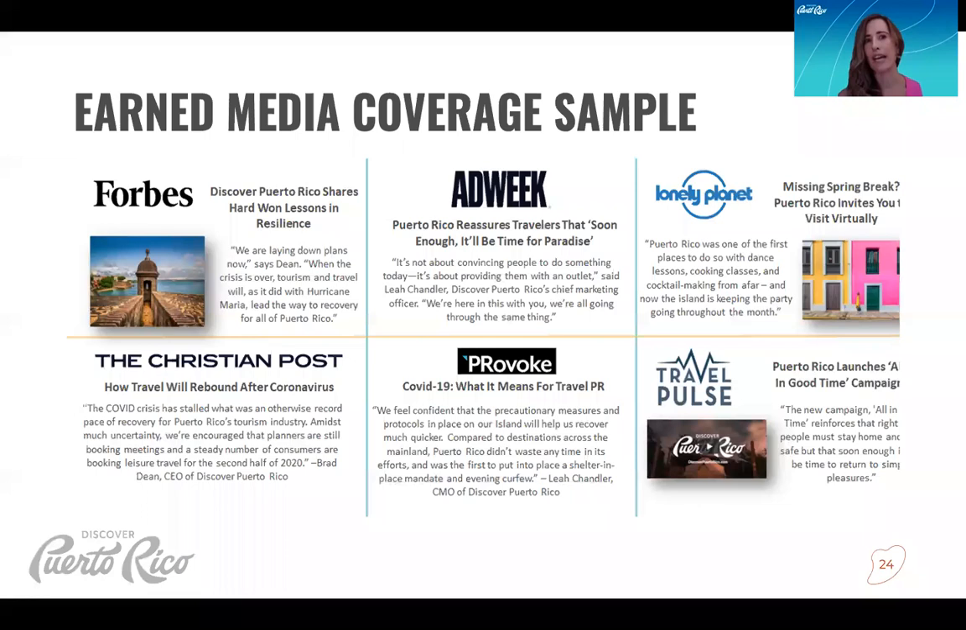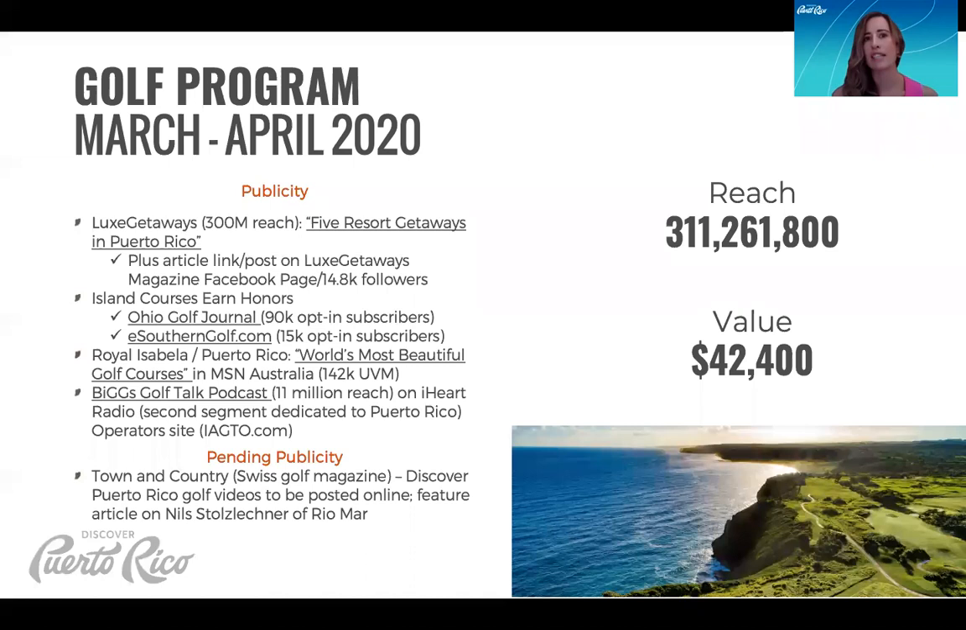We know that when visitors arrive on the island again, they're going to be craving connections with nature and the great outdoors. Working in partnership with Dan Shepherd Public Relations, we are keeping an active pipeline of earned media and outreach featuring the island's golf product. Here you can see a sample of those recent hits, totaling more than $42,000 in earned media value from March and April.